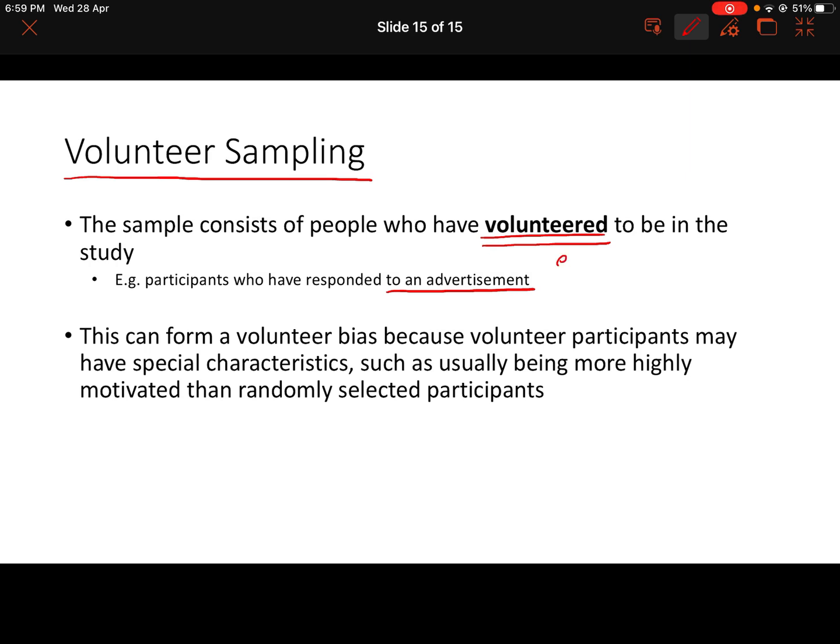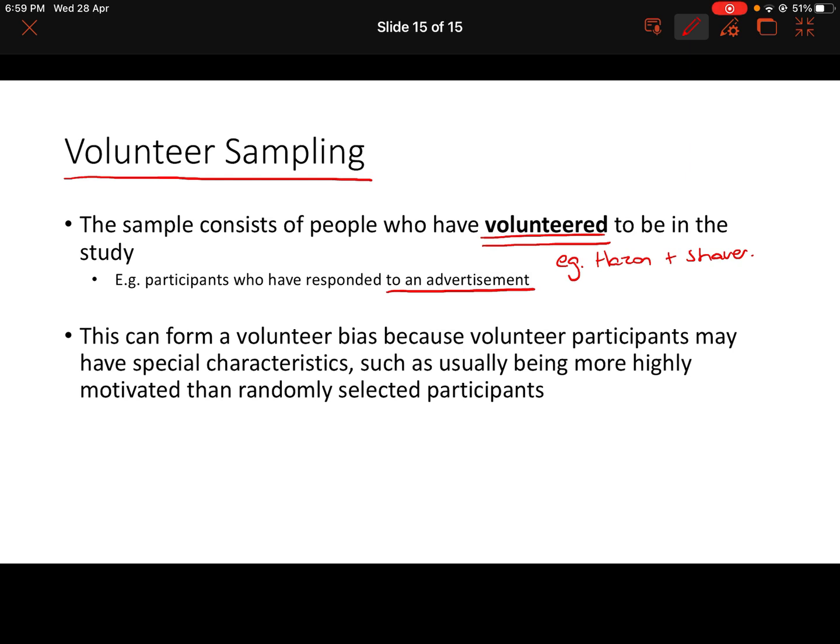So some examples that we've come across was Hazan and Shaver's research with the love quiz. So this was a quiz that was put in the newspaper, and then they analysed the first 620 volunteers to send back their answers. Another example could be people who respond to an email asking for a review of a product. It's just the ones that offer their time to participate, those that are willing to take part and have put their hand up and have volunteered to do so.